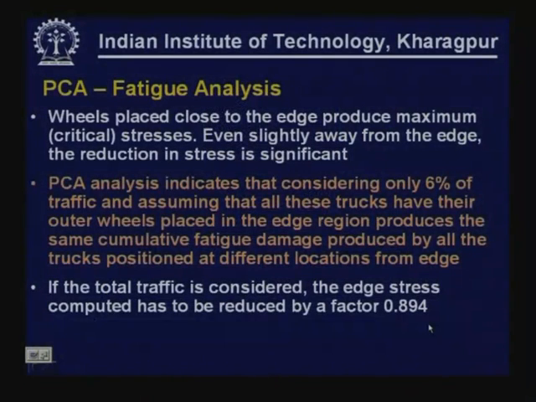Portland Cement Association PCA analysis indicates that considering only 6% of traffic, of the total traffic traveling in one direction, and assuming that all these trucks have their outer wheels placed in the edge region, produces the same cumulative fatigue damage produced by all the trucks positioned at different locations from the edge.